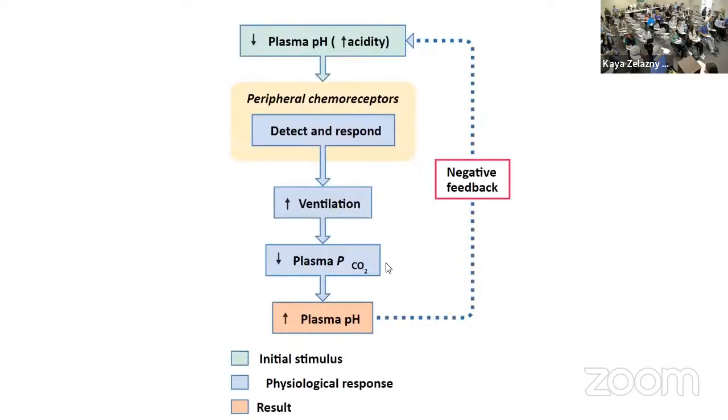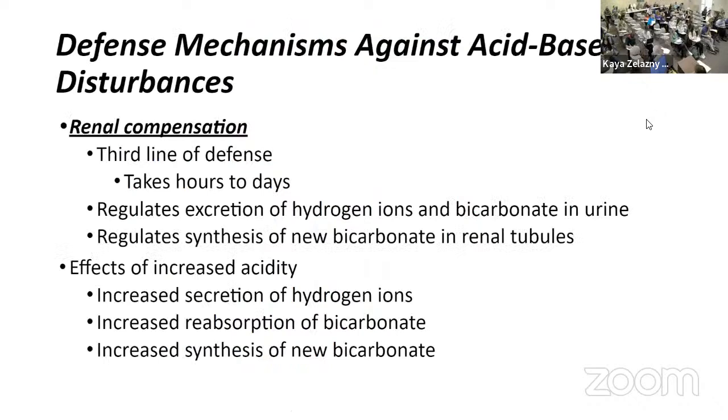This is just a chart of how that works. We're not going to walk through it right now because fundamentally we just want to know that we can reverse these changes by changing breathing. If you like the flow charts, you can spend some time going through that image. Instead, we're going to talk about our third line of defense, the kidneys, the renal compensation. Okay, so this takes more time, hours to days, right? So this is a longer term thing. Buffering, seconds to minutes.